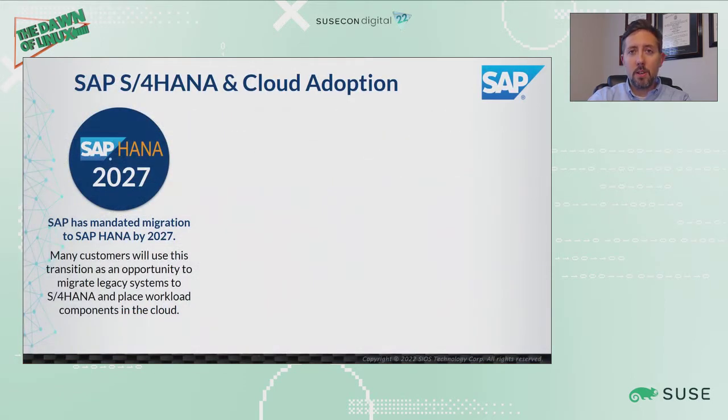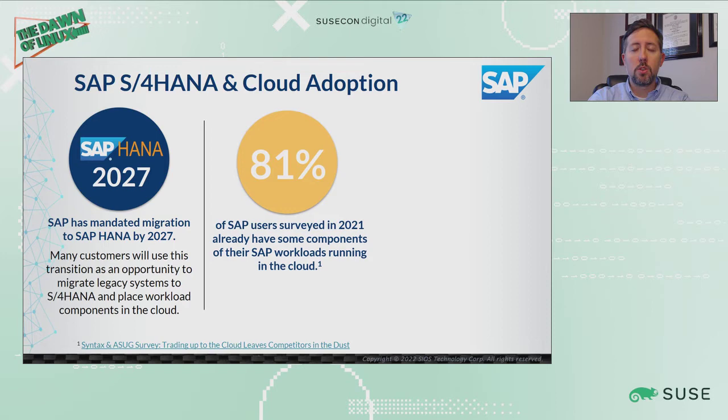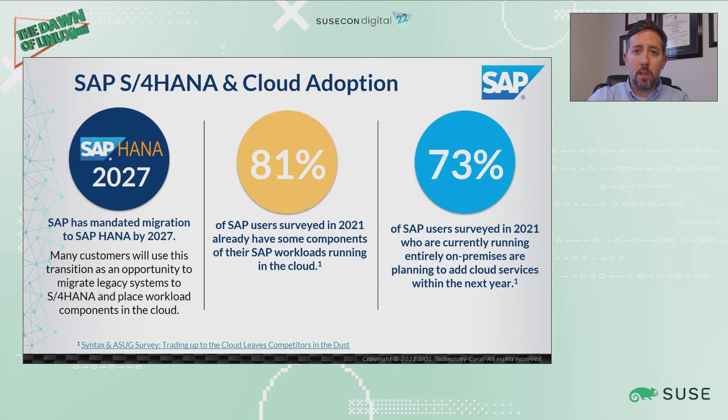So the first thing I'd like to mention is something that I'm sure most SAP customers are already aware of, which is just that SAP has mandated customers to migrate to the HANA in-memory database by 2027. And a lot of customers will go ahead and use this as an opportunity to migrate workloads to S/4HANA and start putting components of workloads in the cloud. In fact, according to a 2021 survey that was conducted by Syntax and the Americas SAP Users Group, 81% of respondents already had components of workloads in the cloud, and 73% of those that were still running entirely on-prem plan to add at least some cloud services within the next year.